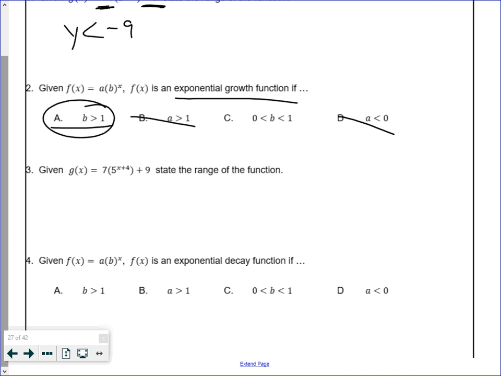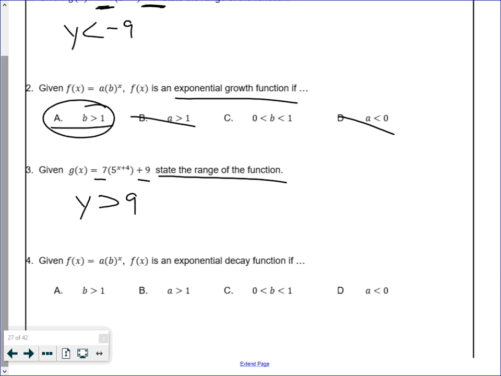Number three, given g of x equals 7 times 5 to the x plus 4, all plus 9, we need to figure out what the range of the function is going to be. So again, our range depends on our a and our k. So our a is positive. That means our function did not reflect over the x-axis. That means we're still above the asymptote. So our function of y is greater than our asymptote at 9. So if a is positive, it's y is greater than your asymptote, or your k.